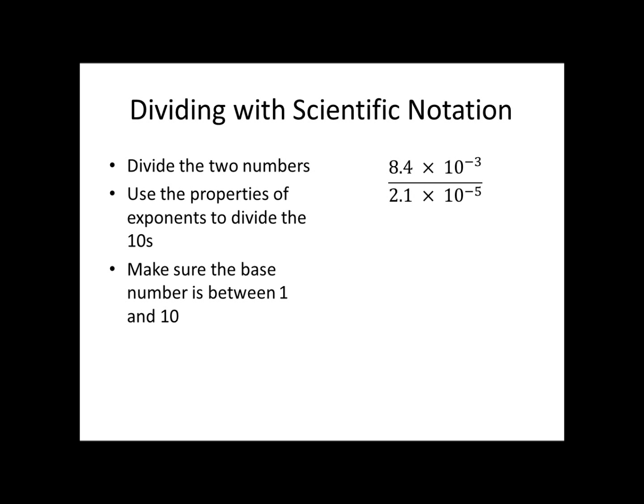Dividing with scientific notation is very, very similar. We're going to worry about the 8.4 and the 2.1, and then we'll deal with the tens. So 8.4 divided by 2.1, that's 4. No big deal. Dealing with the tens, we're dividing, so we subtract the powers. -3 minus -5. Minus a negative becomes addition, so we get 4 times 10 squared.